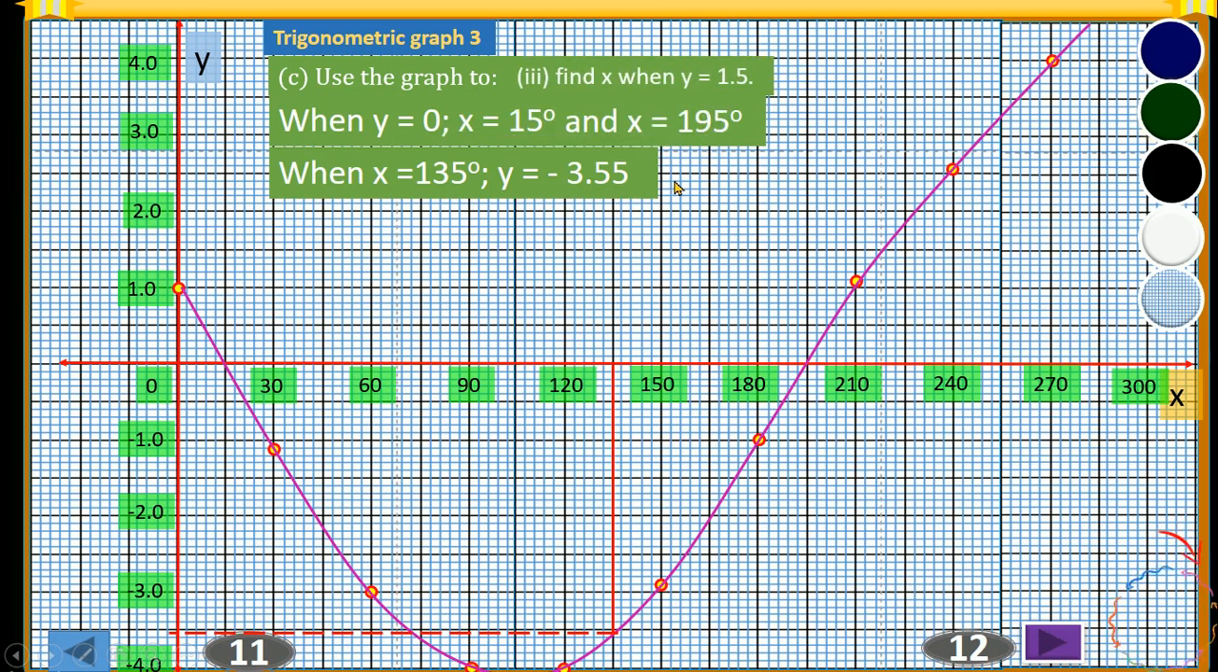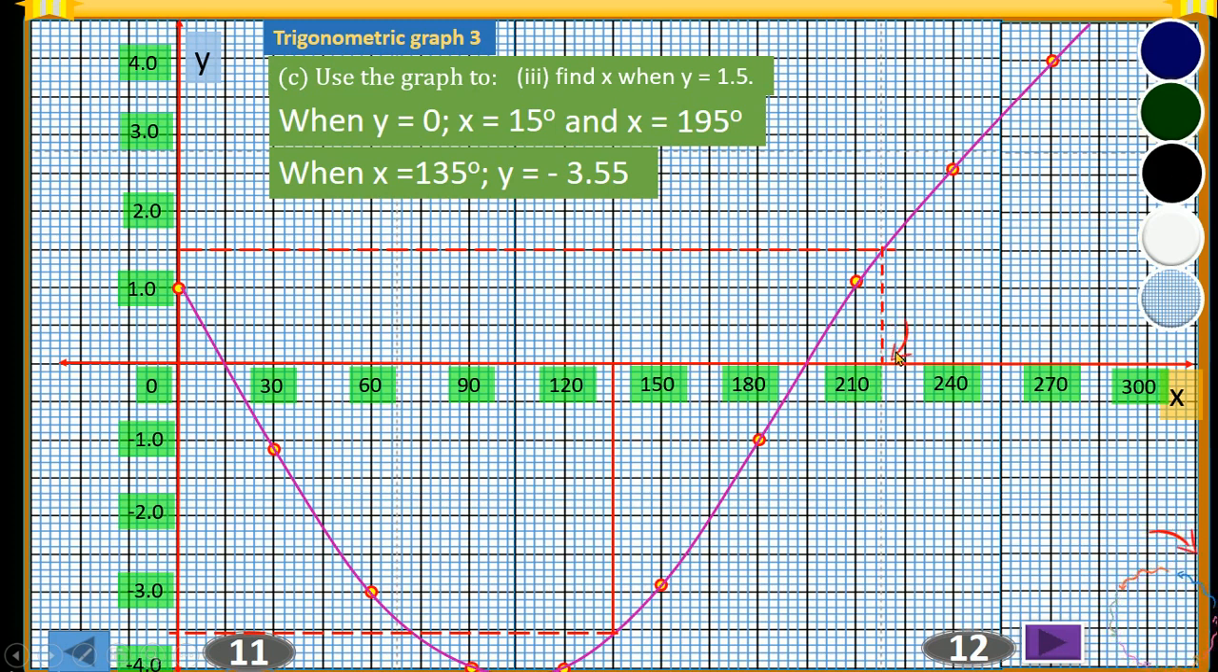Now the last question for this presentation, find the value of x when y is equal to 1.5. Y is 1.5 here. So from this point, we are going to draw a horizontal line to meet the curve at this point. Let's do that now. Now that is the red broken line. Then it touched the curve at this point. From this point, we are going to drop a line to the x-axis. That gives us the value of x when y is equal to 1.5. Only in one place does this dashed line cross the pink line.